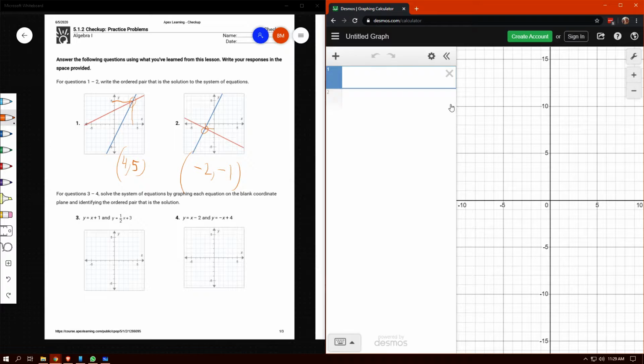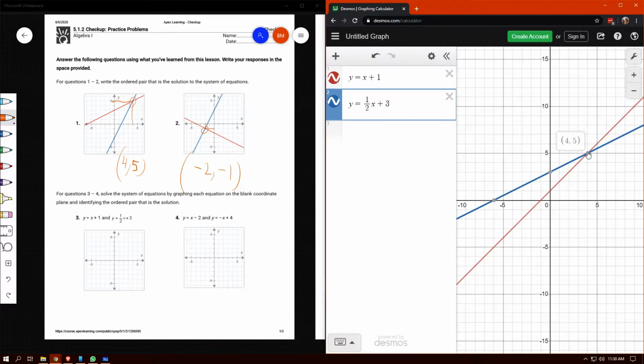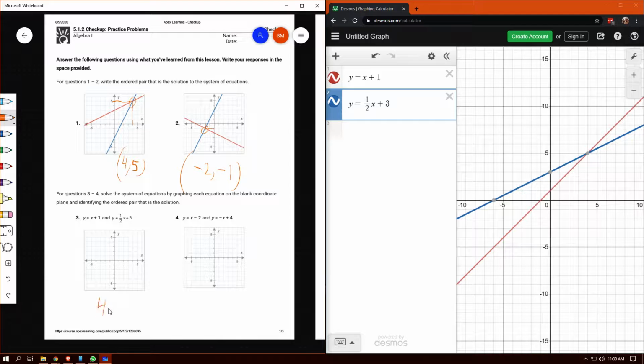All right, so I have Desmos pulled up over here, and I'm simply going to type in, for question 3, the equation y equals x plus 1. It graphs it right out for me. The second graph is y equals, I hit the division bar first, 1 over 2, x plus 3. Awesome, boom, they intersect at (4, 5). This might actually be the same graph, so (4, 5) after we graph it.